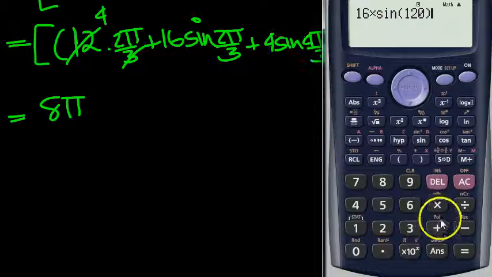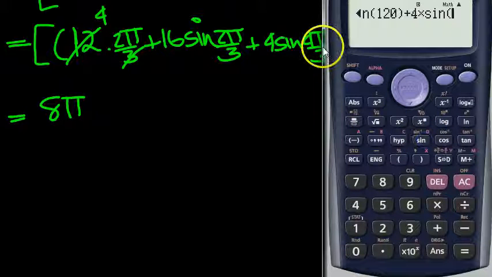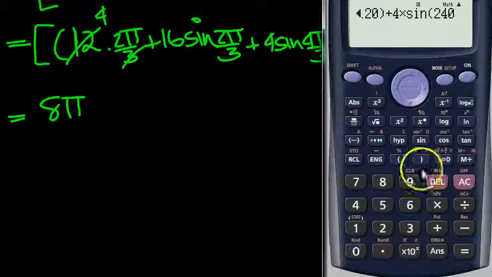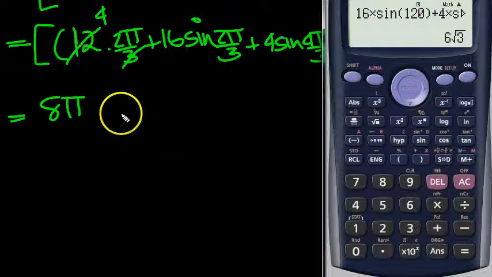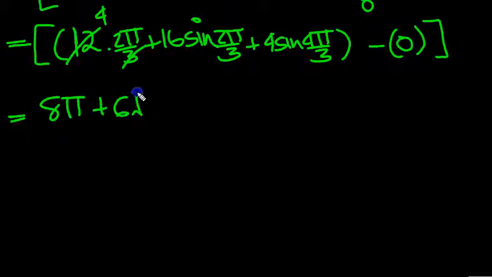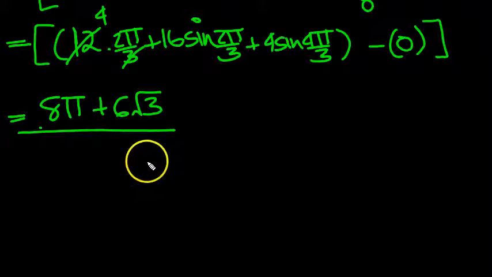And then it's plus 4 times sine, and it was two lots of this, so it's 240, isn't it? So 240 degrees. So I've used degrees because it's easier to type them out. Plus 6 root 3. So there's the answer. 8 pi plus 6 root 3. 8 pi plus 6 root 3 units squared is the area for that shape.